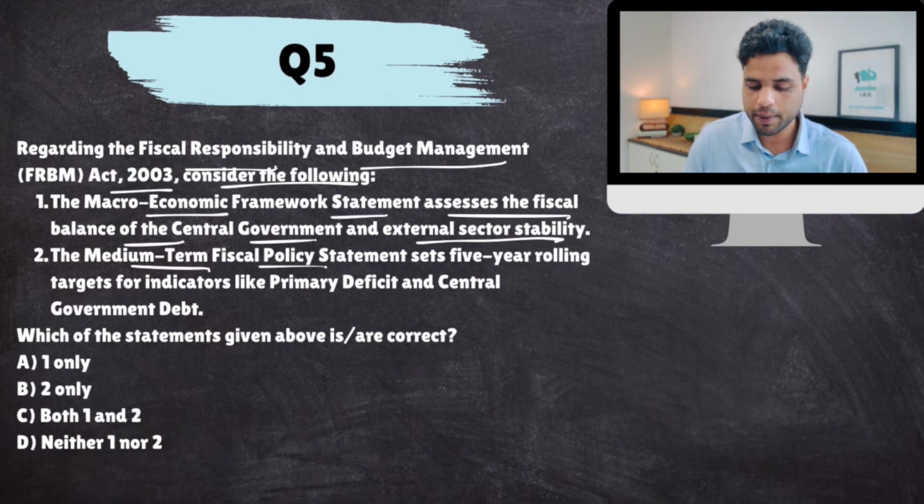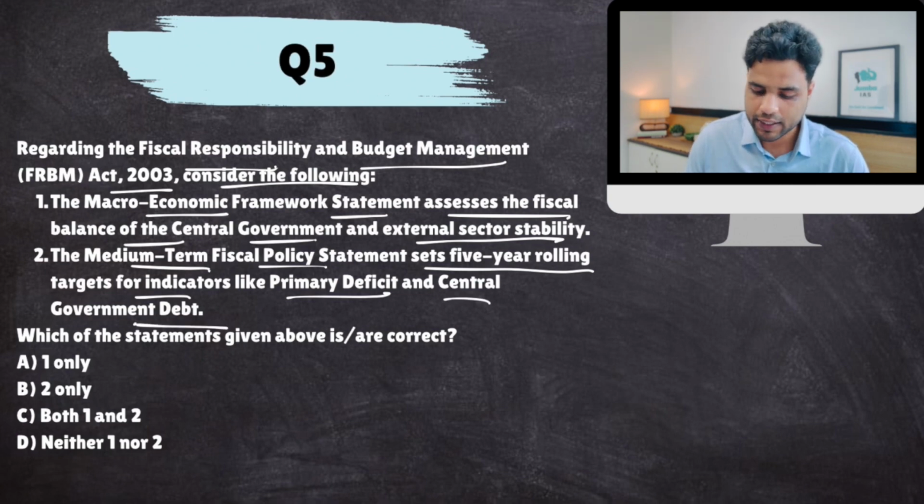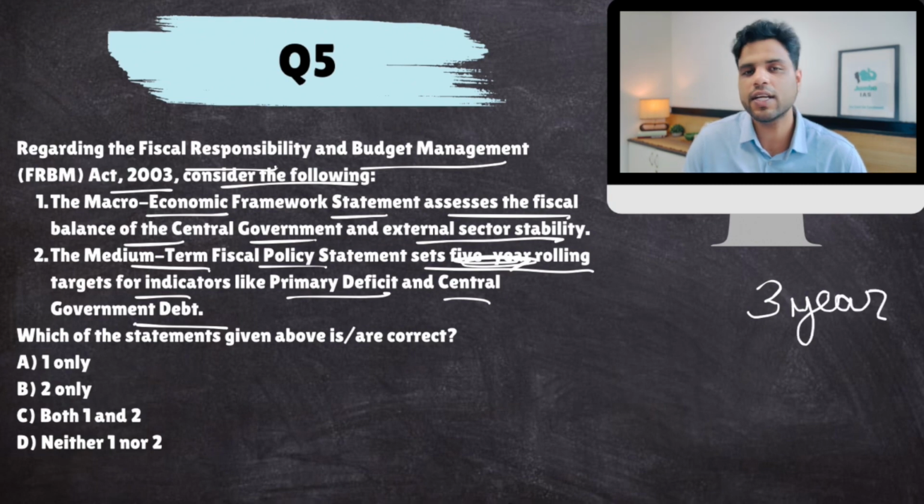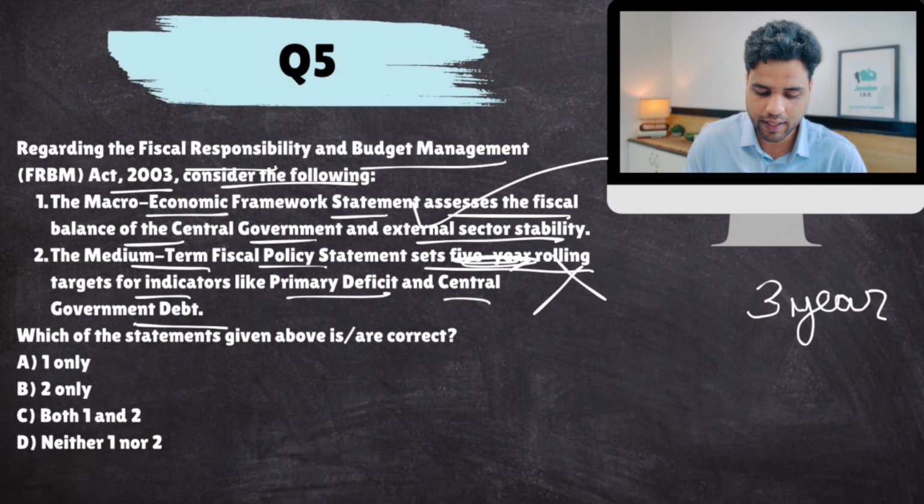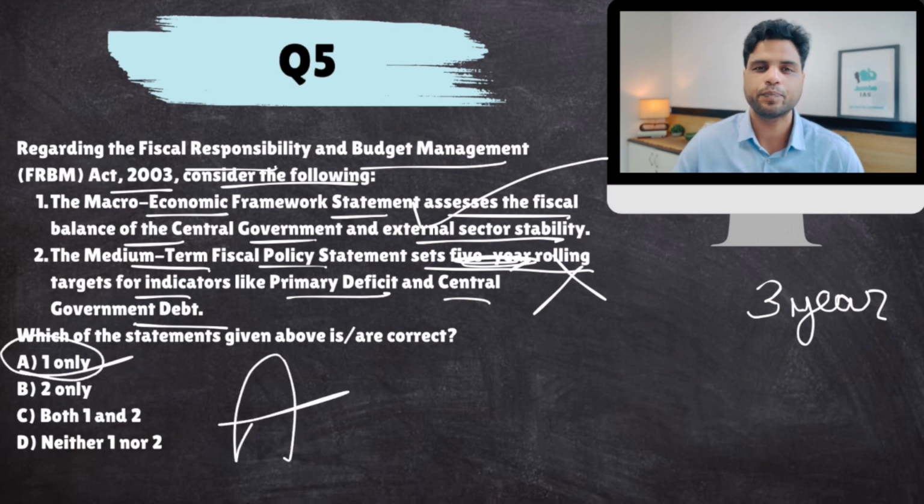Medium-term fiscal policy statement sets 5-year rolling targets for indicators like primary deficit and central government debt. Well, instead of 5-year, if 3-year would have been written here, the statement would have been correct. So that is why the statement is false. First is correct. The answer would come out to be A, one only. All right. Pretty basic, pretty simple question.